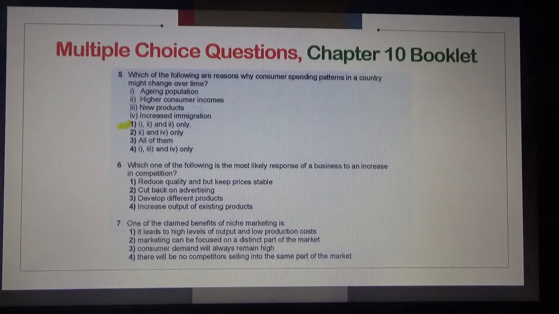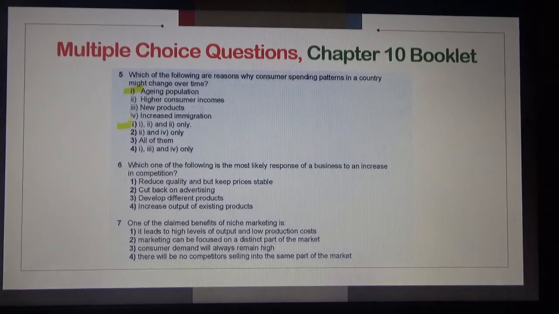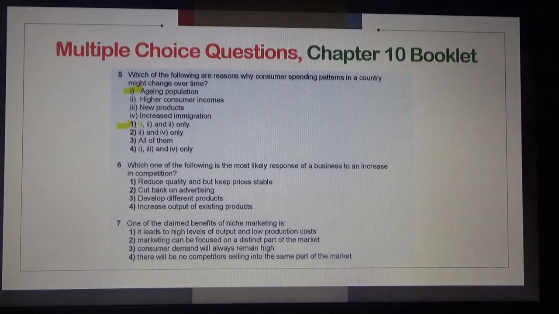Which of the following are reasons why consumer spending patterns in the country might change over time? So aging is there in our reasons. Okay, aging, so let's check. 1 here, there's 1 here, there's no 1 in number 2. All of them, there's 1, and for 4, there's 1 there also. Here, you see it, right? Okay, now we will eliminate number 2.